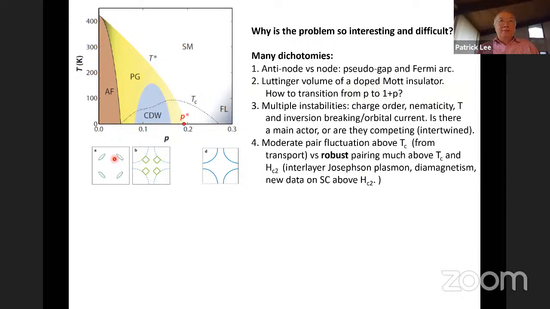On the other limit, when you put in a lot of holes, the system becomes a metal eventually. And on this side, you expect that you should form a large Fermi surface. And then by Luttinger theorem, the volume should be 1 plus P. So the volume would be the volume of this hole pocket. Basically, the local moment that was responsible for the Mott insulator is now completely free to become part of the Fermi surface. And so how does this transition happen? That's obviously a highly non-trivial problem.